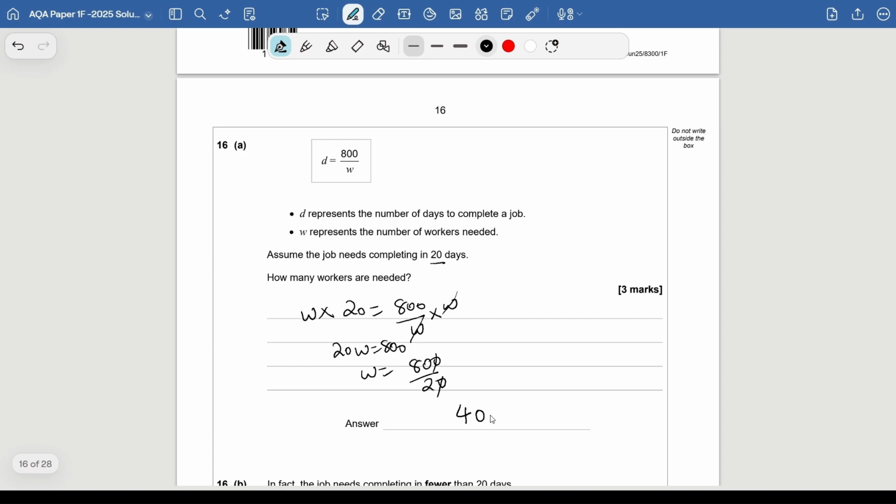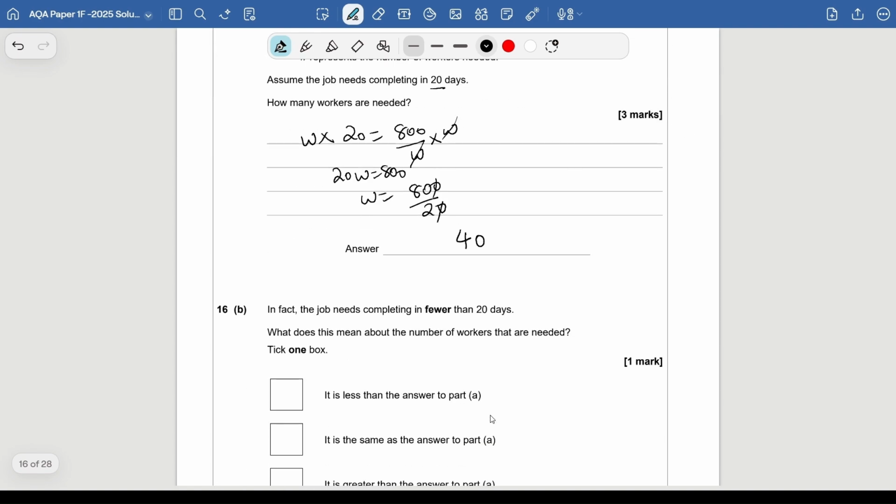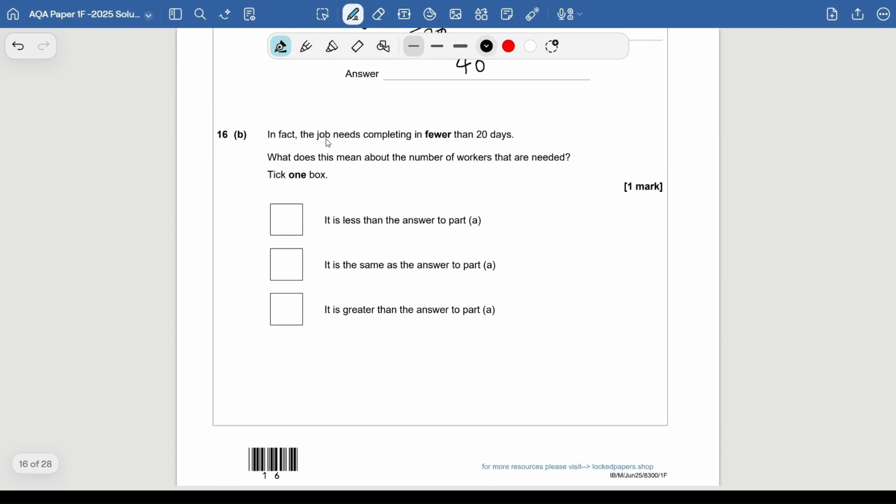We need 40 workers to complete the job in 20 days. In fact, the job needs completing in fewer than 20 days. So fewer than 20 days are required to complete the job. Now, what does this mean about the number of workers? If the job has to be finished in fewer than 20 days, how many workers do we need? Will they be the same as 40, more than 40, or less than 40?